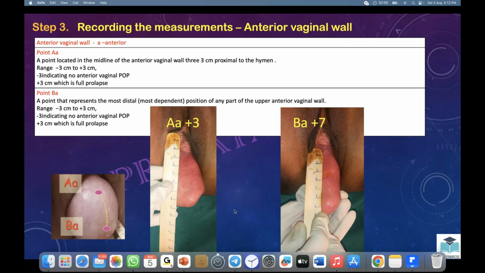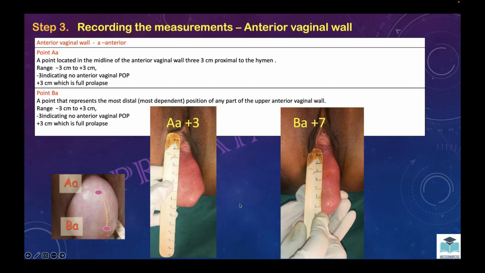This is again the same thing. Now you see this external urethral meatus or hymen will be somewhere here. So BA is here, that is +3, and most distal part is BA. So from here to here, if we measure, it will be BA, and from here to here it is AA. So AA here is +3, but BA measurement I have not spoken here. Is it clear? Recording of anterior wall? Any question? No question. Okay.